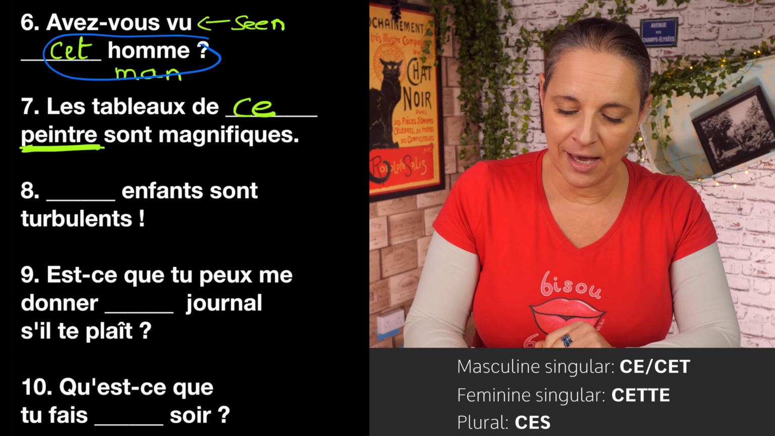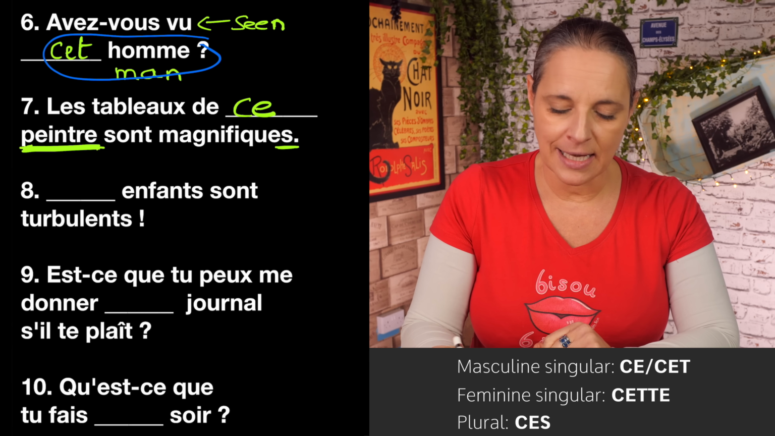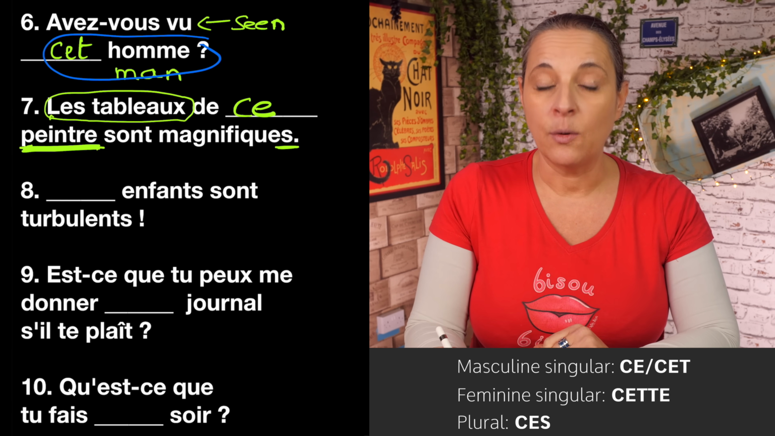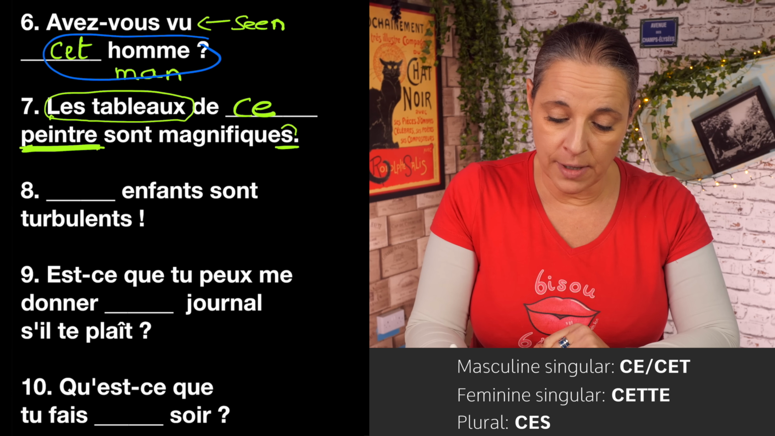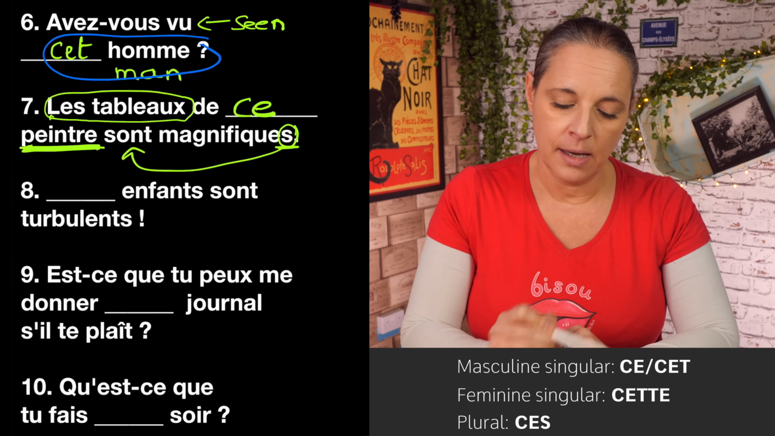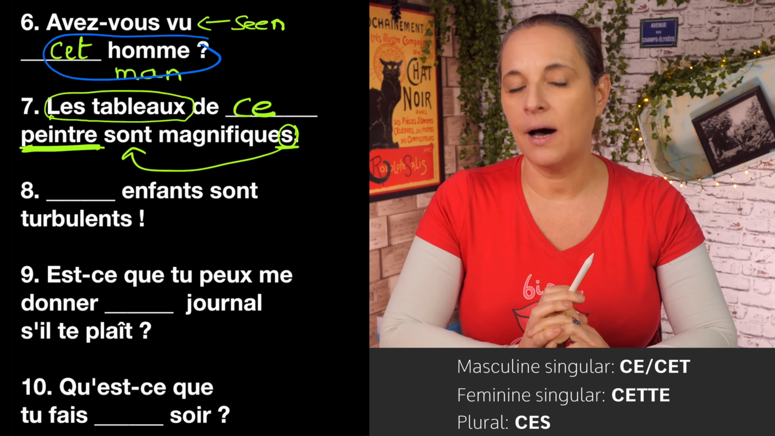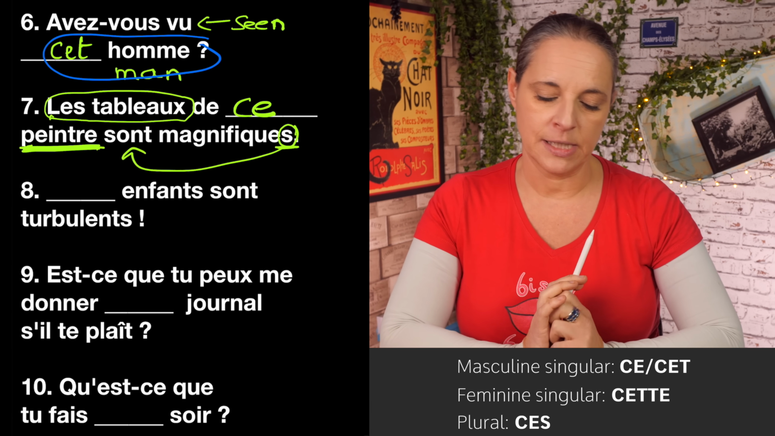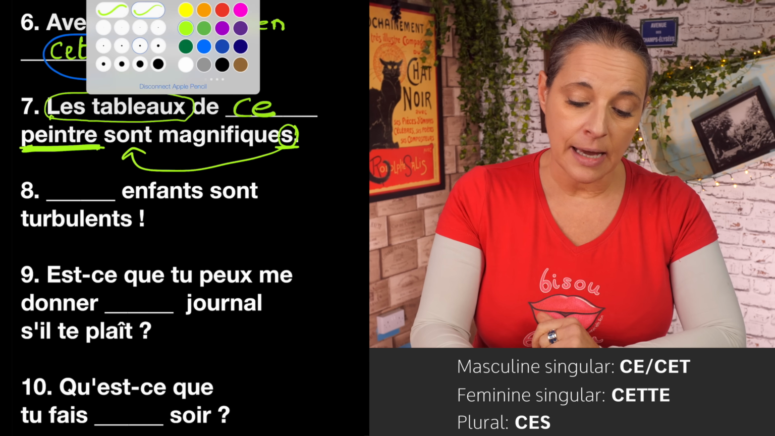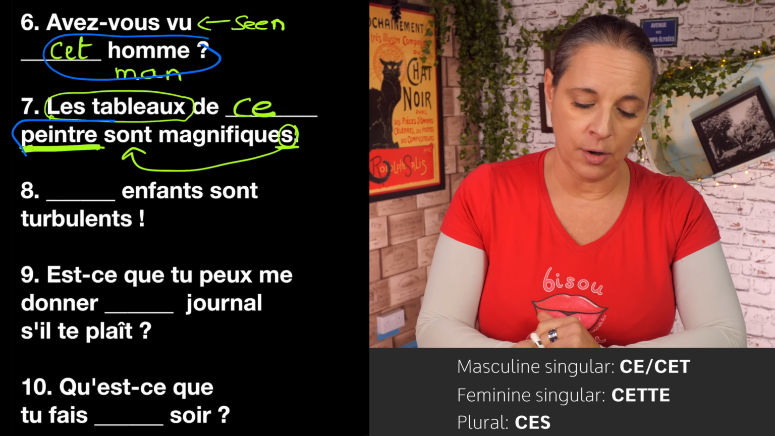Just a little thing here. We have an S here, and S refers to les tableaux, the paintings, okay? And why do we have to agree this adjective with les tableaux? It's because we are using sont, which is the to be auxiliary here. Okay, so if I color coded this one, I would put it in bleu.